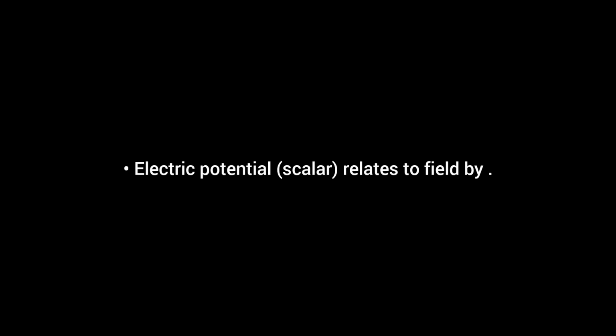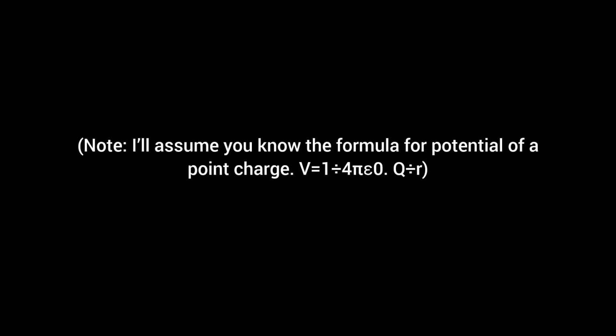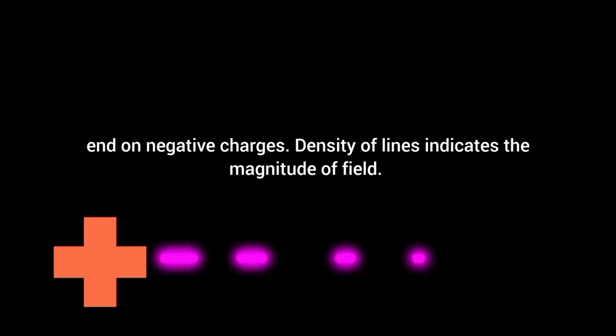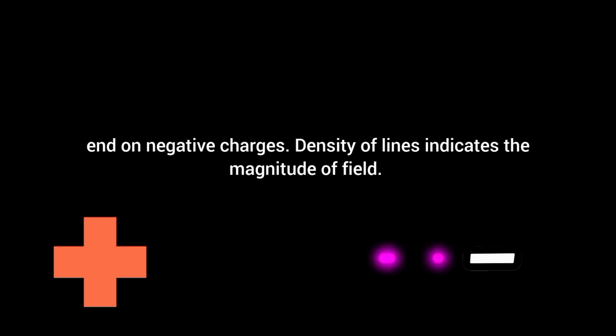Electric potential is a scalar and relates to the field by E equals minus gradient of V. Useful for energy considerations. Note, I'll assume you know the formula for potential of a point charge: V equals 1 divided by 4 pi epsilon 0 times Q divided by r. Field lines start on positive charges, end on negative charges. Density of lines indicates the magnitude of field.